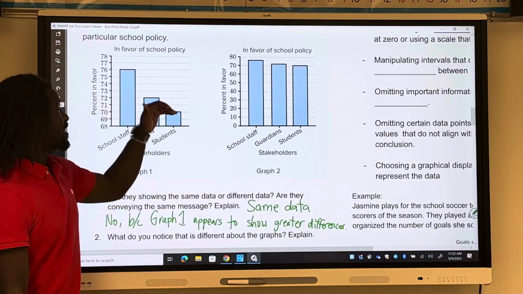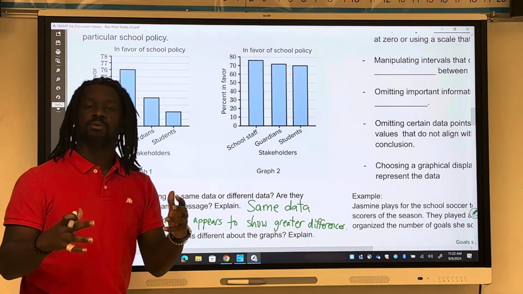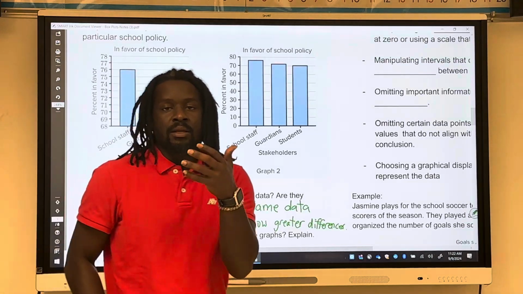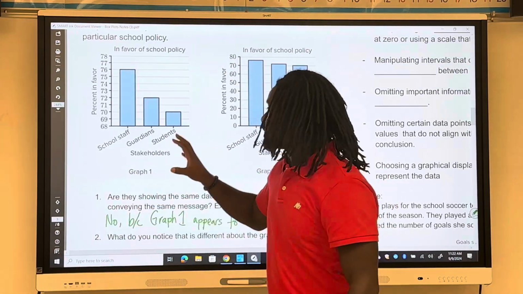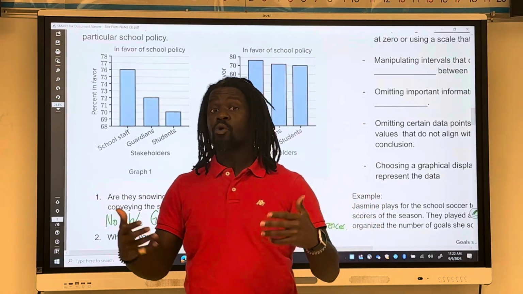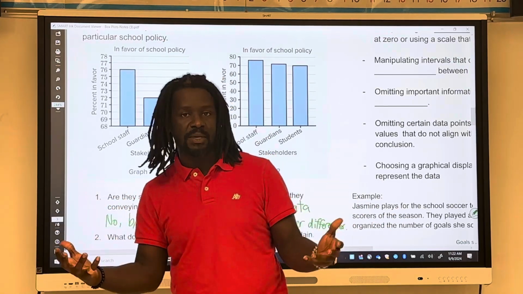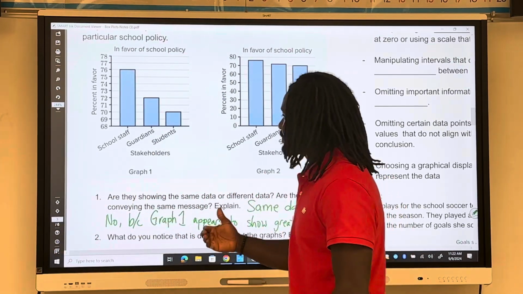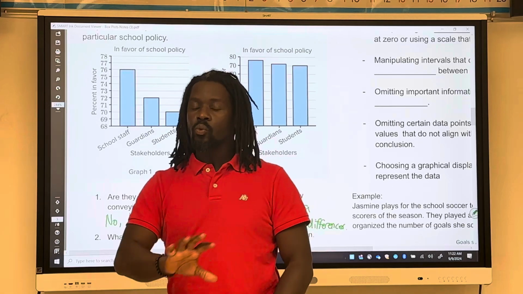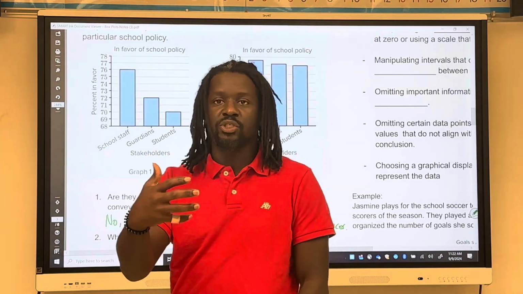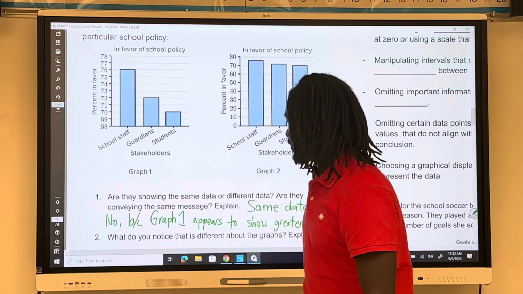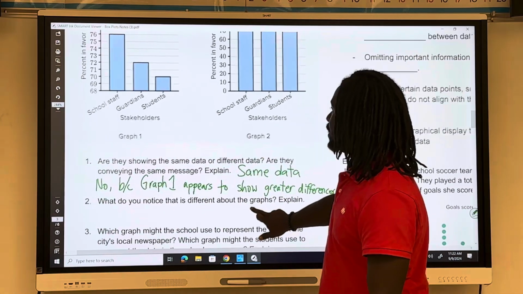And so again, when you look at it, it looks like it's much different. And that is the way that this first graph is somewhat misleading, right? Or it can be misleading. It just kind of depends on what the person is trying to communicate by the graph, all right? So let's look at question 2.